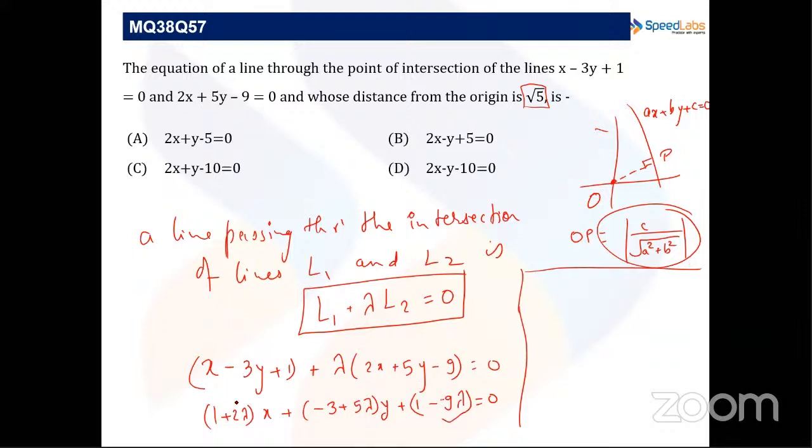See, we are having this, A is this, B is this, C is this. Compare it, the distance is given root 5, so it will be 1 minus 9 lambda divided by under the root 1 plus 2 lambda whole square plus minus 3 plus 5 lambda whole square is equals to root 5. Okay, so what we are going to do is, we are going to square both the sides and simplify it.